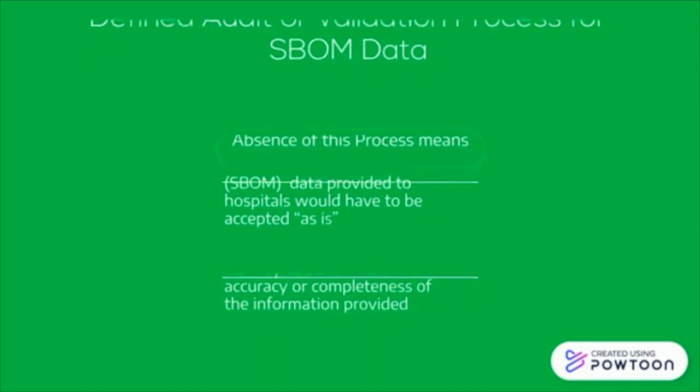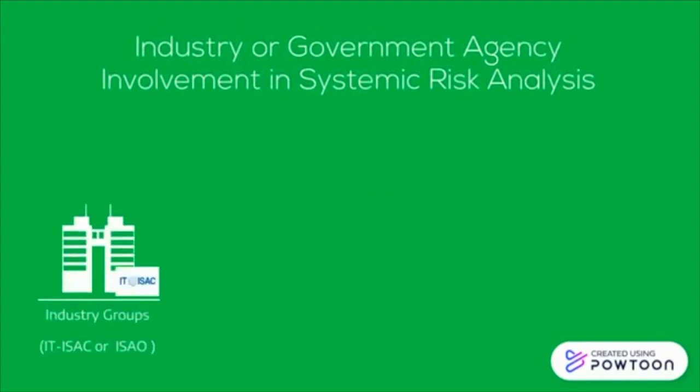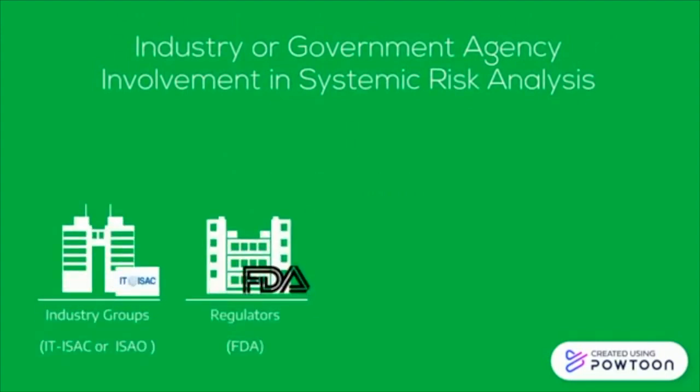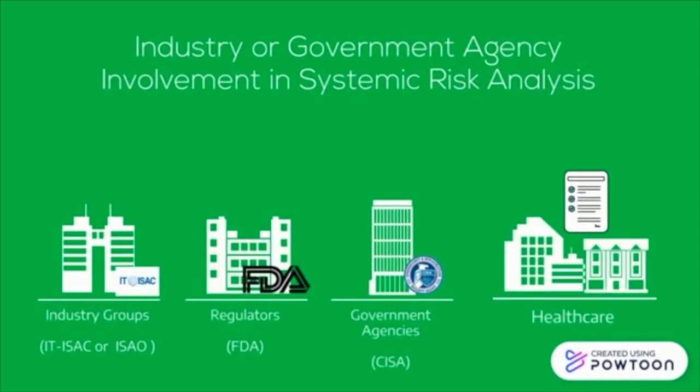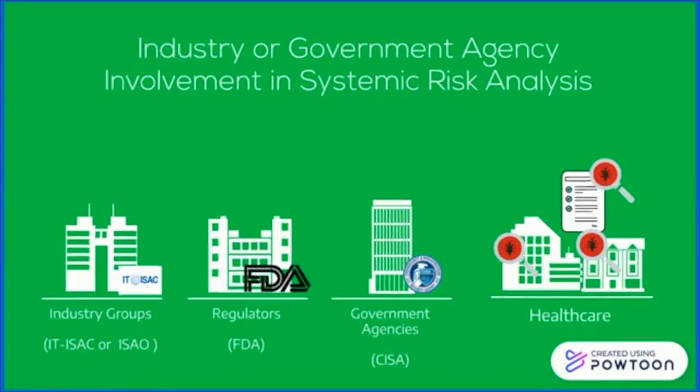In a world where software bill of materials information is available, industry, regulators, or other government agencies could use this data to perform a systemic risk analysis on the healthcare industry. Common flaws could be found across the industry. When new vulnerable software components are discovered, these agencies could identify which medical devices are affected and advise hospitals.